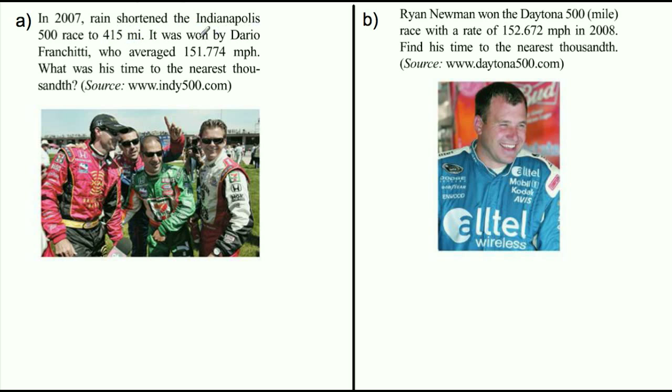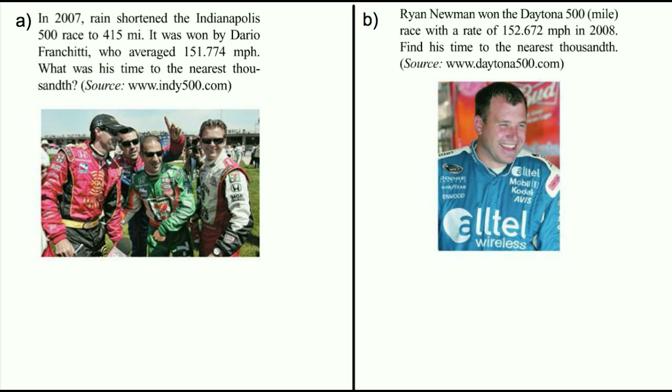And it was won by Dario Franchitti, who averaged 151.774 miles per hour. What was his time to the nearest 1,000th? So check this out here.